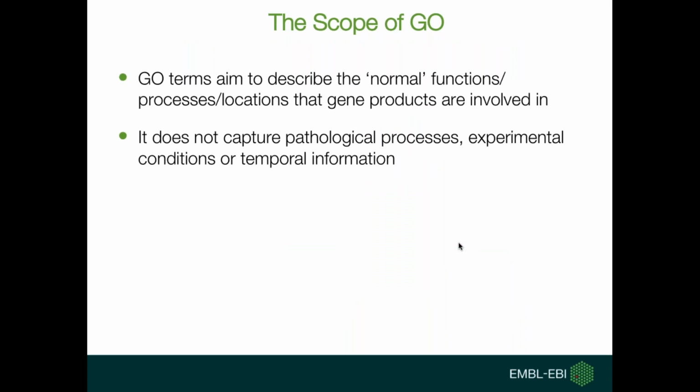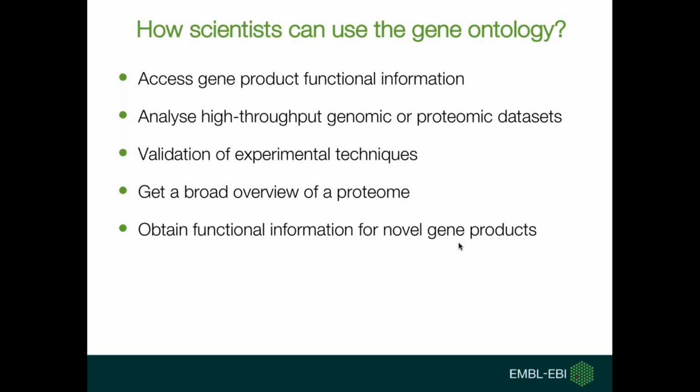And the scope of the gene ontology, or GO, is to pretty much describe the normal functions, processes, and locations that gene products are involved in. What the GO does not capture, however, is pathological processes, experimental conditions, or temporal information. There are other ontologies that would capture this, but that is not our focus for today.